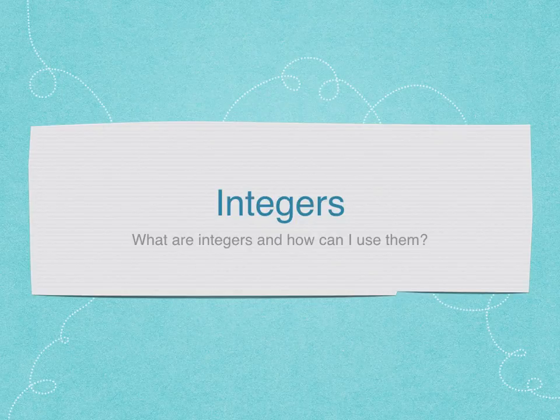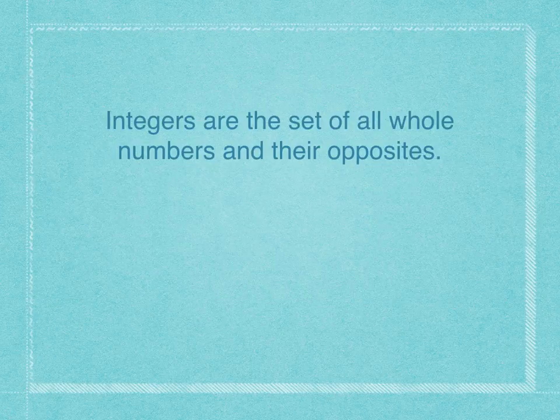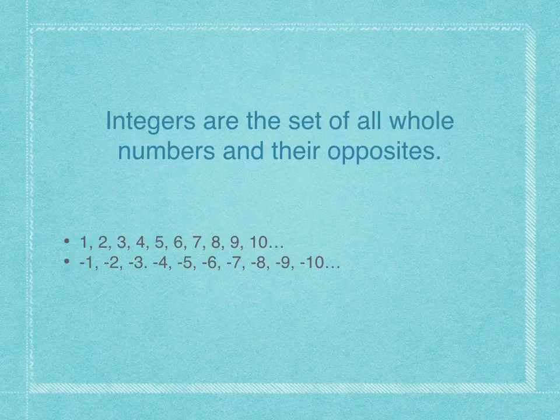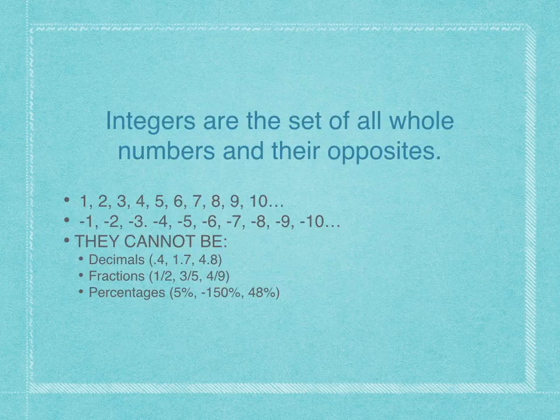Integers. What are integers and how can I use them? Integers are the set of all whole numbers and their opposites. We learned last week that those whole numbers are positive numbers and include 0, and their opposites are negative numbers. They cannot be decimals, fractions, or percentages.